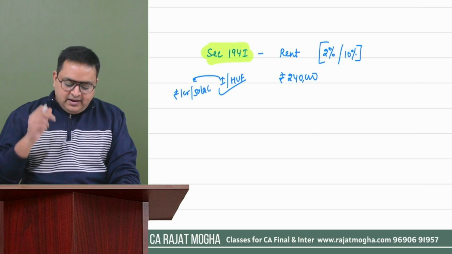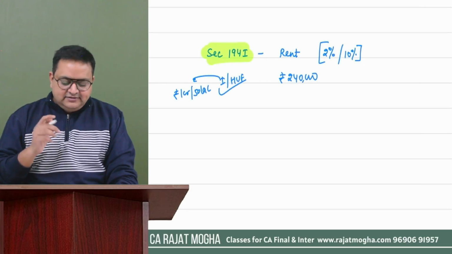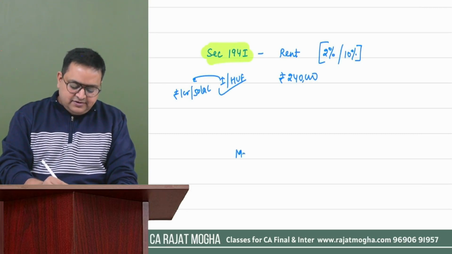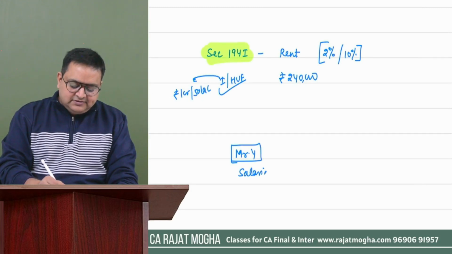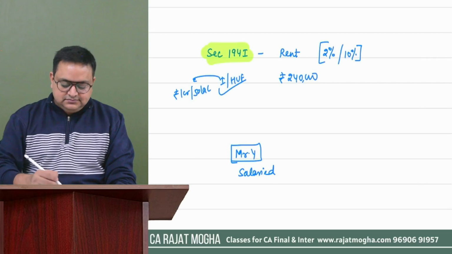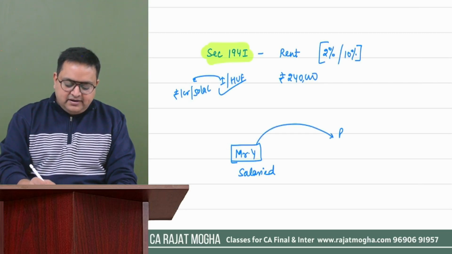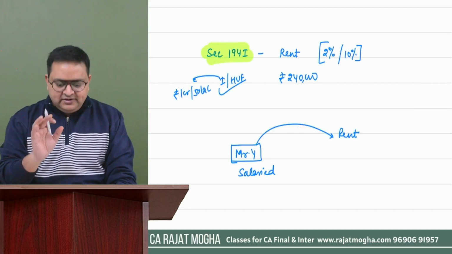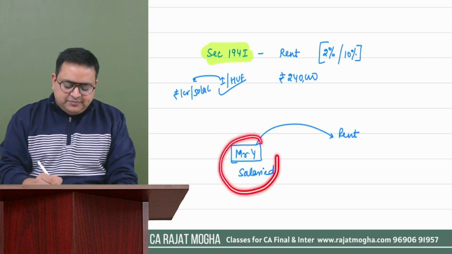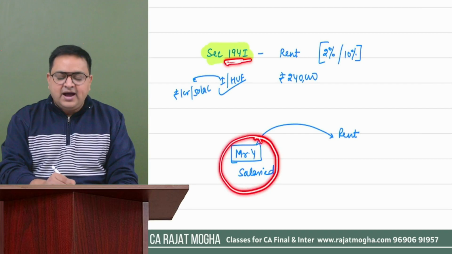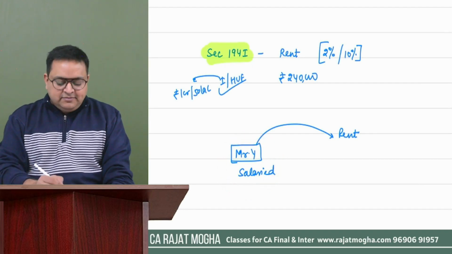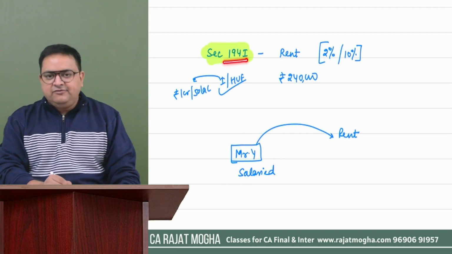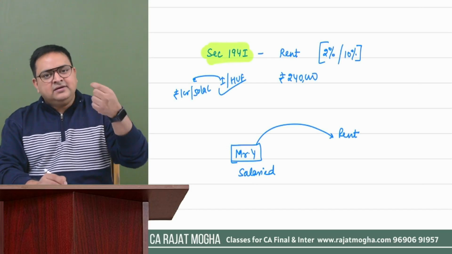Okay. Let us imagine that there is a person, Mr. Y, and this person is a salaried assessee. And he is paying rent. Let's say he is paying rent, whatever the amount is right now. Please tell me whether this person can come under section 194I. The answer is no. Why not? Sir, because here in 194I, only if a company is paying rent, they can come.